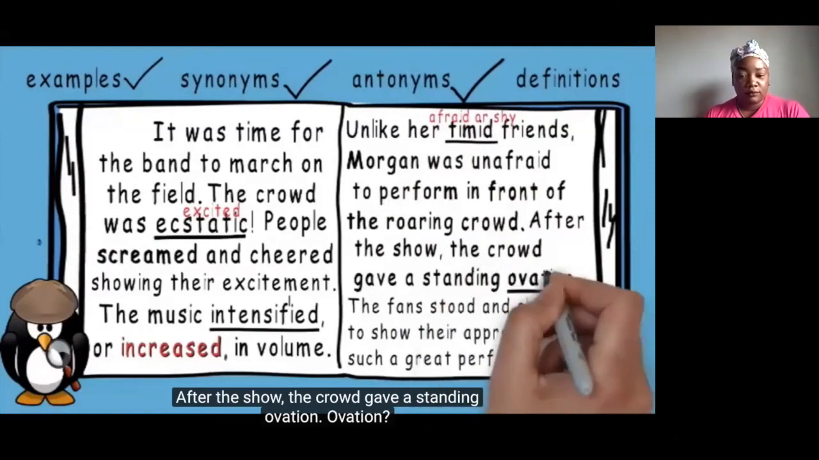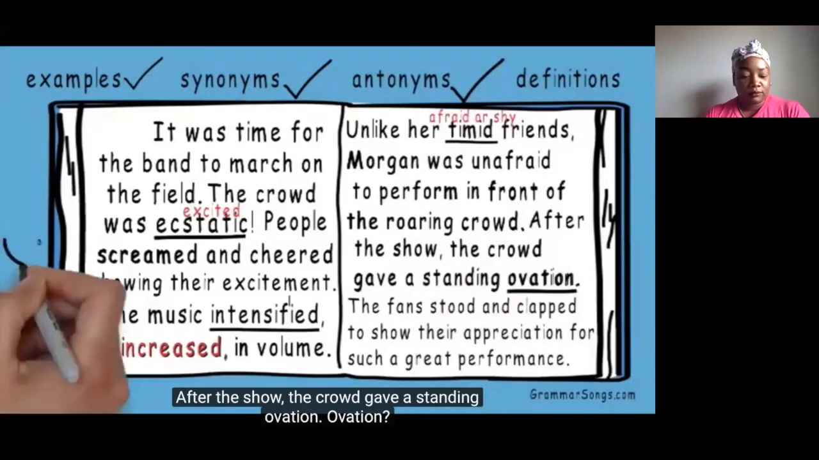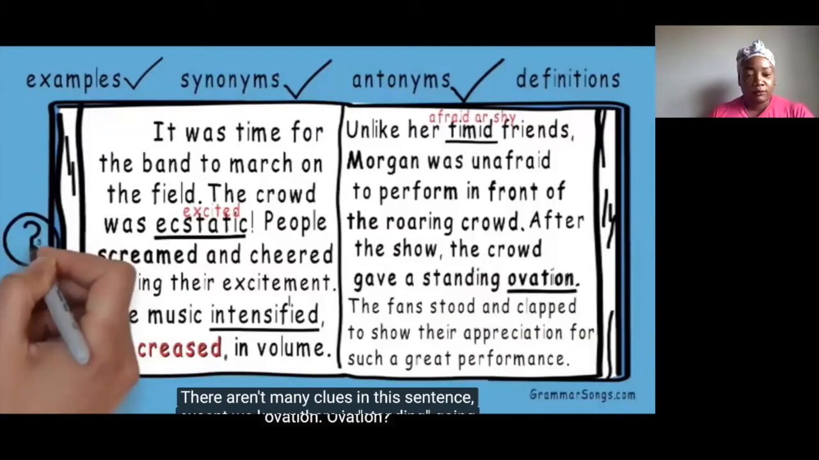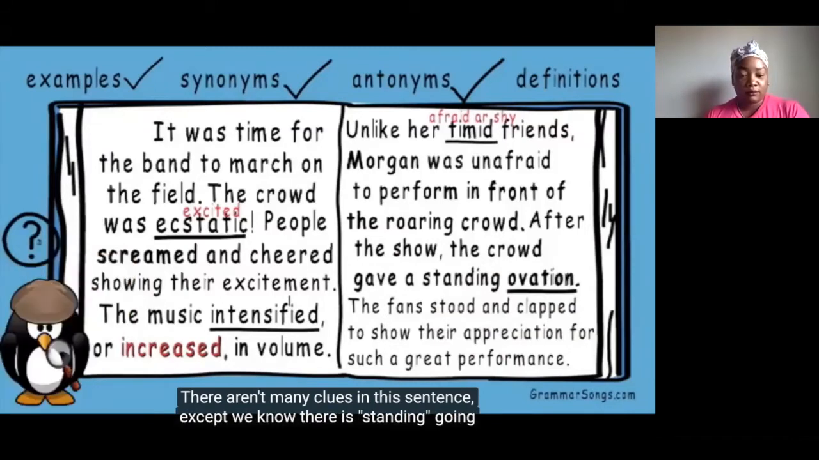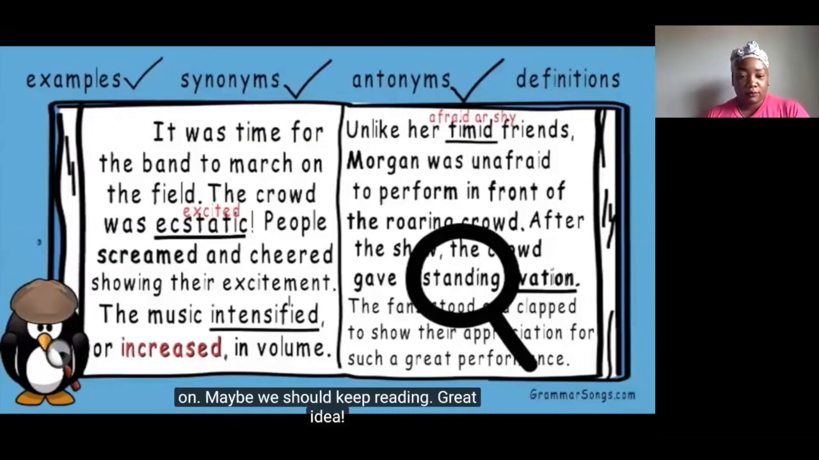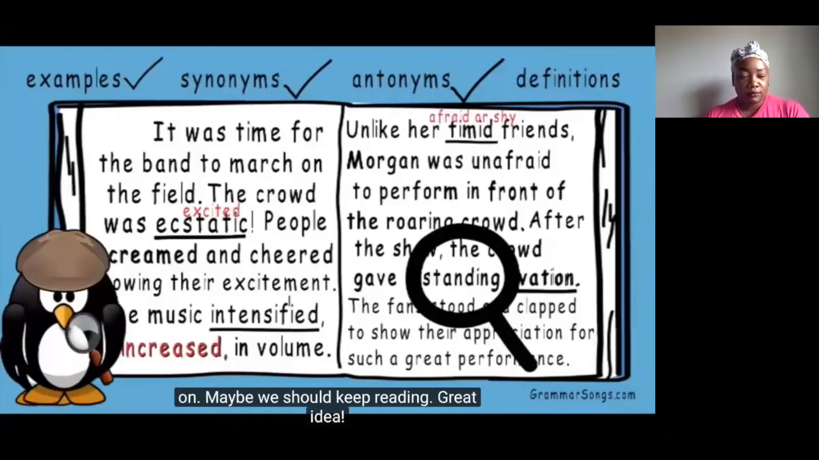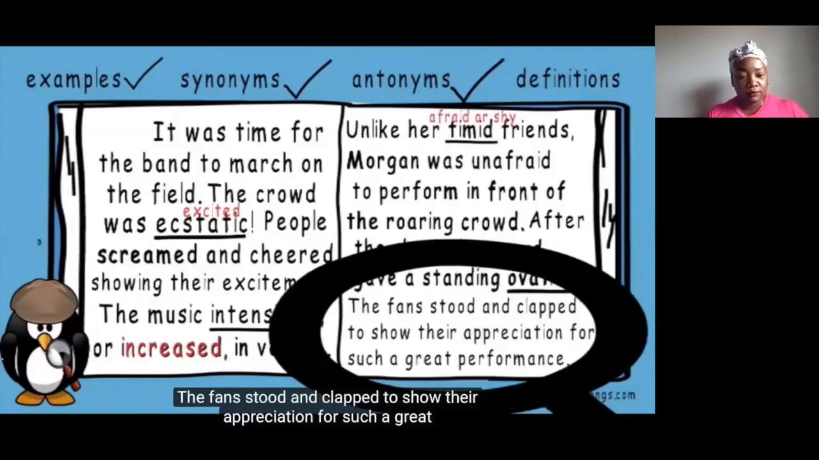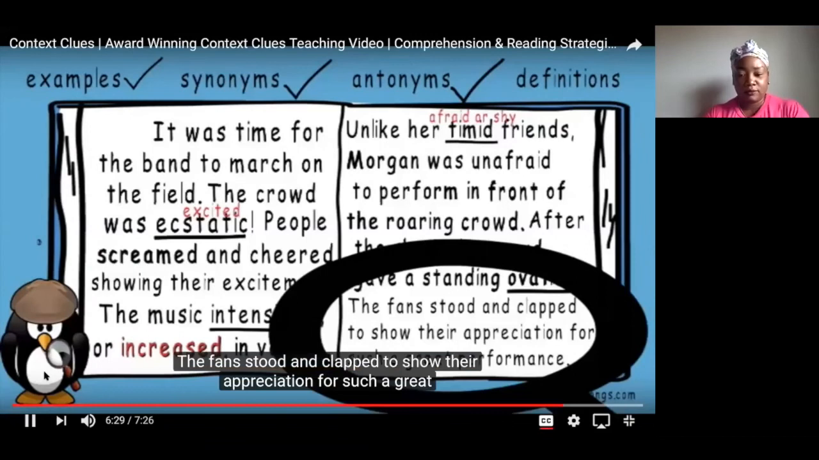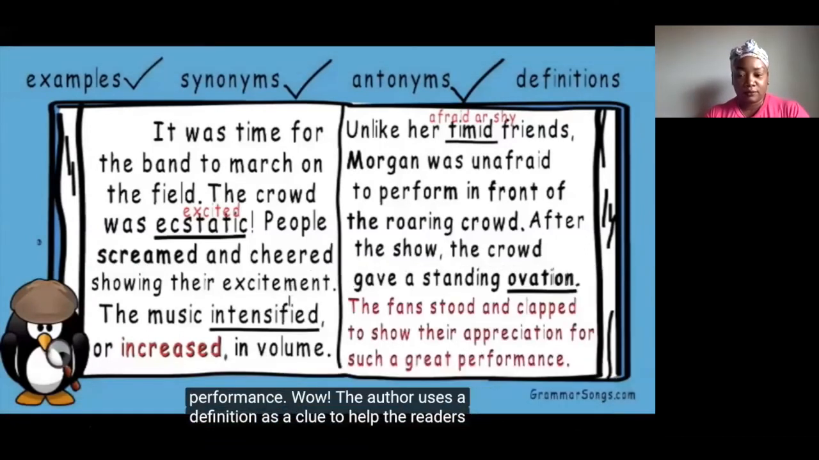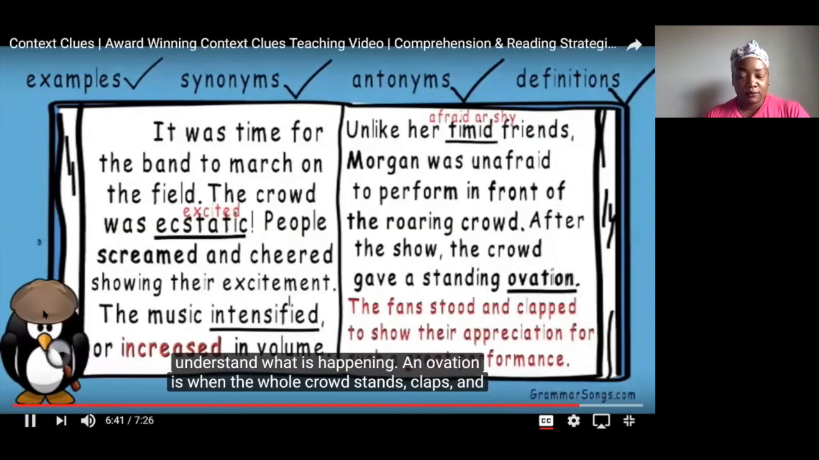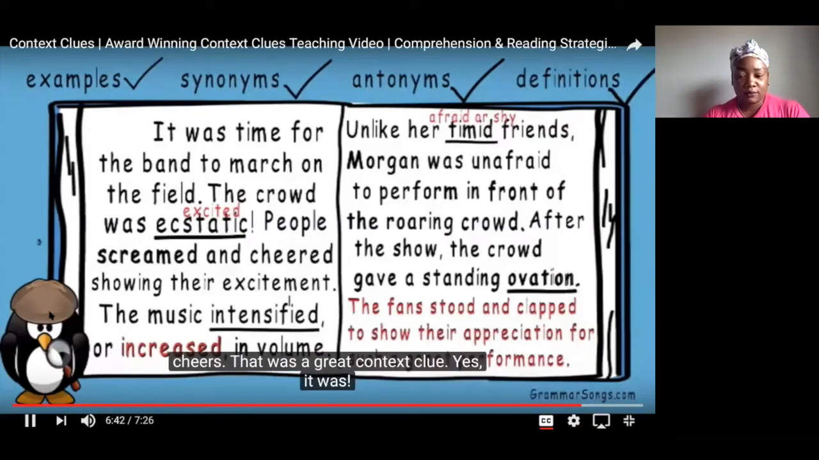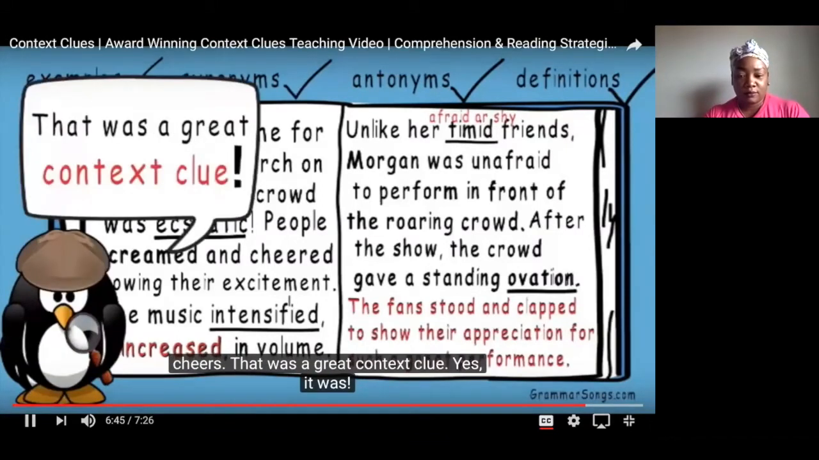After the show, the crowd gave a standing ovation. Ovation? There aren't many clues in this sentence, except we know there is standing going on. Maybe we should keep reading. Great idea. The fans stood and clapped to show their appreciation for such a great performance. Wow! The author uses a definition as a clue to help the readers understand what is happening. An ovation is when the whole crowd stands, claps, and cheers. That was a great context clue.